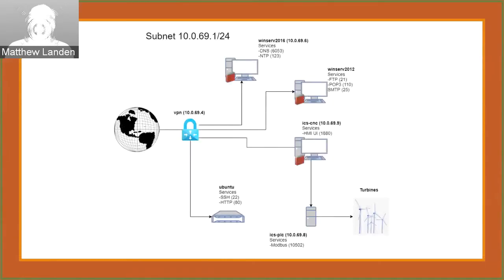As a first step, I did an asset inventory and identified that we have 3 Windows servers running our IT services and turbine controls, and 2 Linux servers running our website and communication channel with the turbine.